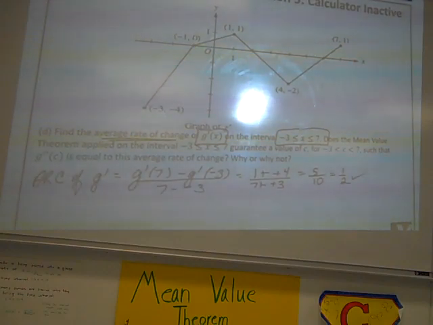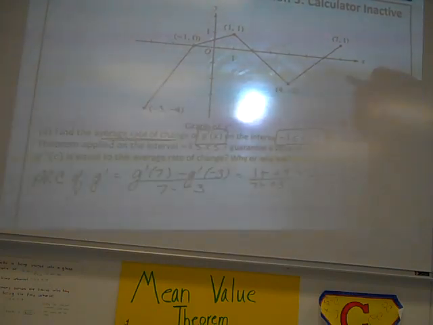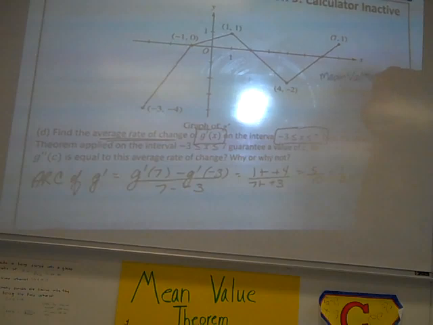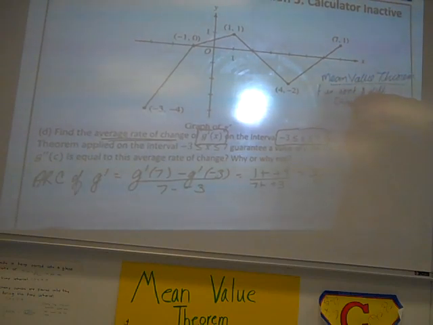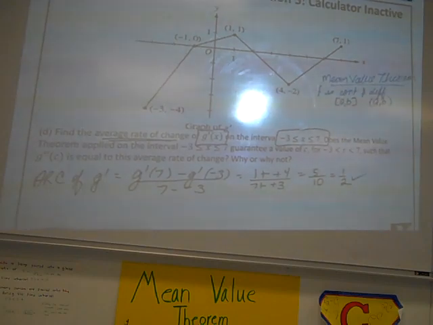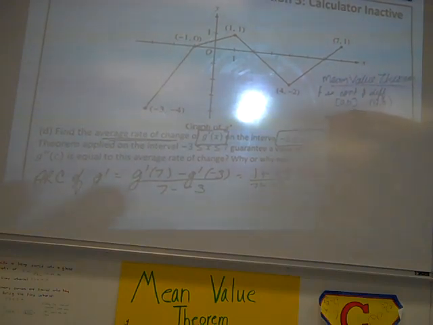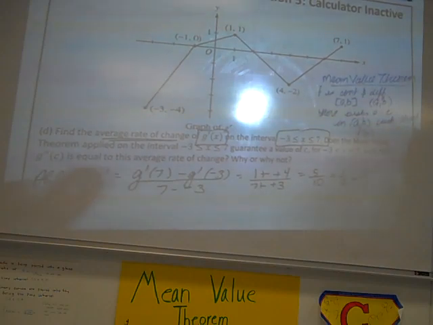Now, let's see. The mean value theorem, that's another one that needs to just be under control. Mean value theorem looks something like this. If f is continuous and differentiable, so it has to be continuous on the closed interval, differentiable on the open interval. If f satisfies both of those, then there exists a c in the interval AB such that f prime of c, that's the derivative, that's the slope of the tangent line at c, is equal to f of b minus f of a over b minus a.